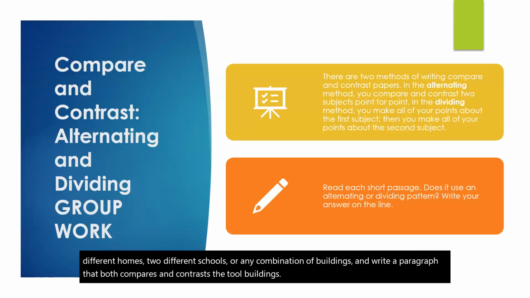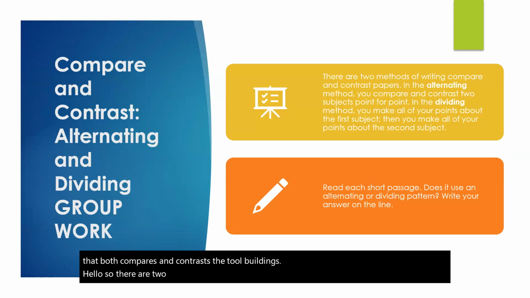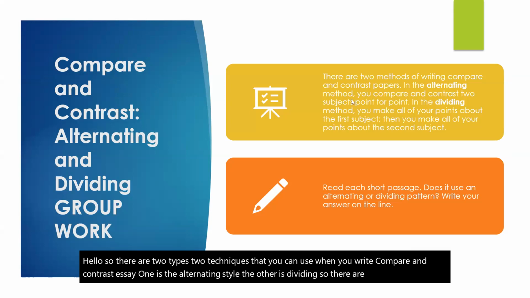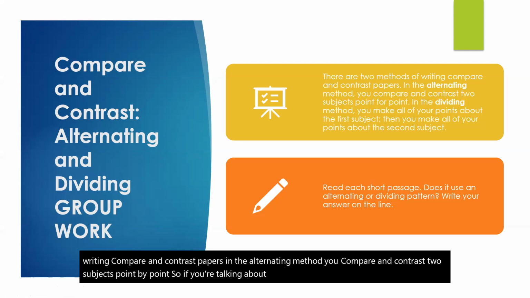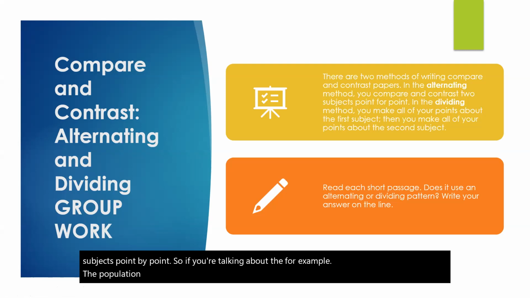So there are two techniques that you can use when you write a compare and contrast essay. One is the alternating style, the other is dividing. In the alternating method, you compare and contrast two subjects point by point. So if you're talking about, for example, the population of two countries, then you put this first point in one paragraph and you compare the two countries in the same paragraph.